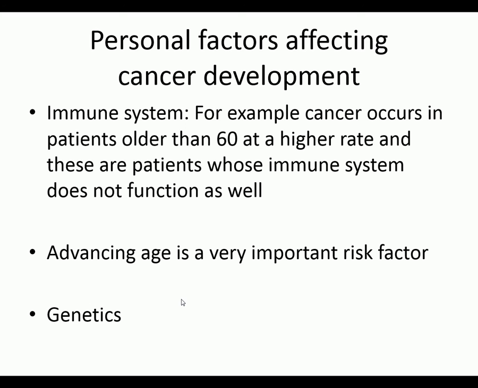So some personal factors that can affect cancer development are going to be the immune system. For example, cancer occurs in patients older than 60 at a higher rate, and these are the patients whose immune system does not function as well. Advancing age is a very important risk factor, and then again, you're going to consider genetics.